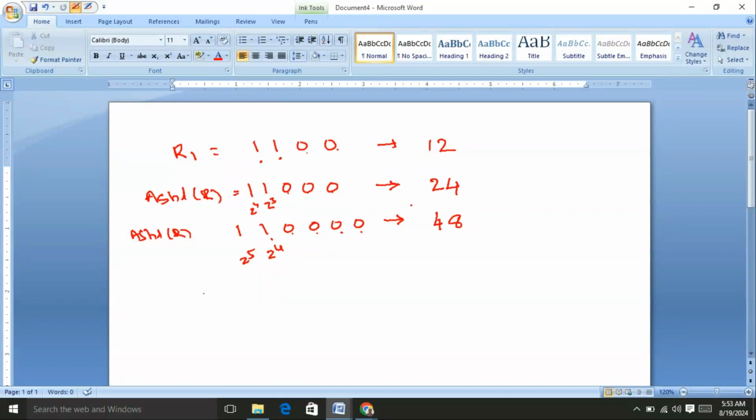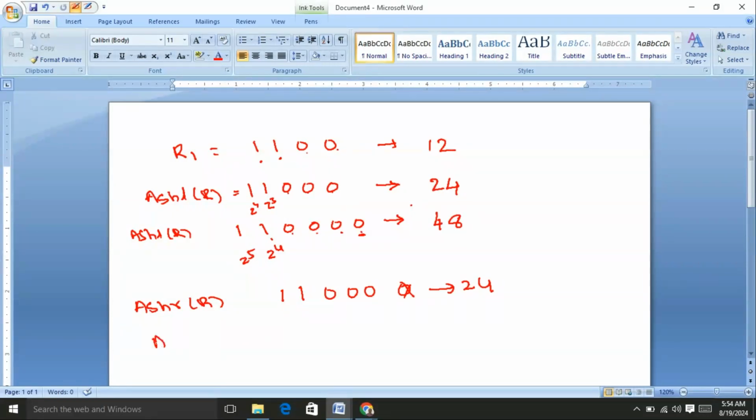Suppose we perform the same thing with a right shift, then the value of the register is divided by 2. I am going to write ASHR of R1. I am going to cancel this one. The last 0 goes out, that equals 11000. So the last 0 is vanished. Now we know that this value is 24.